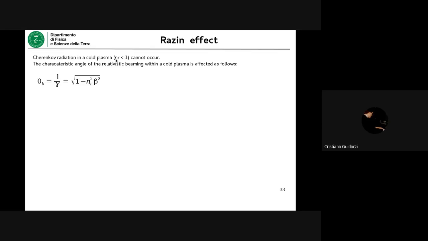Take a medium whose corresponding refractive index is below 1. Look here: if n is smaller than 1, there's no way you can make this term vanish or become very small, and so correspondingly you cannot have a very narrow cone. Why? Well, beta at maximum can be just 1. Beta is v over c. So if something which cannot be larger than 1 is multiplied by something which is already below 1, there's no way this can be small.